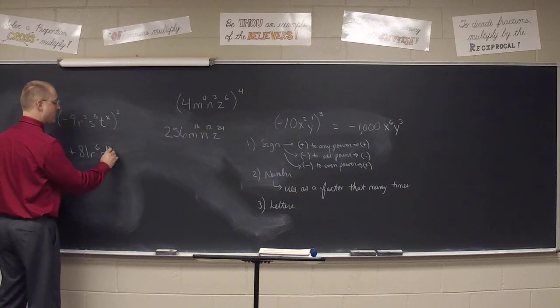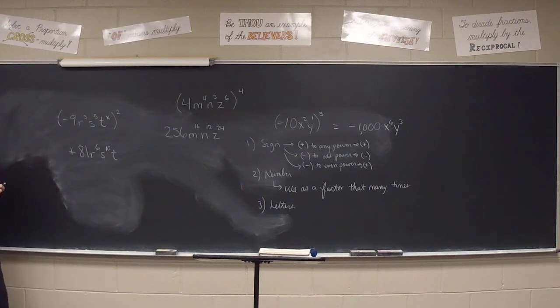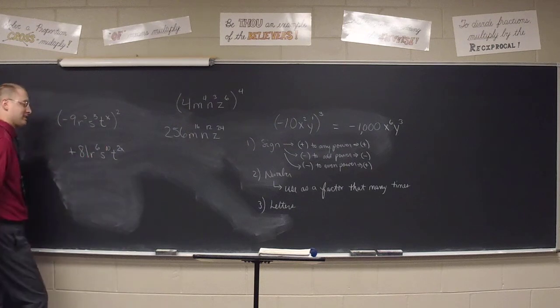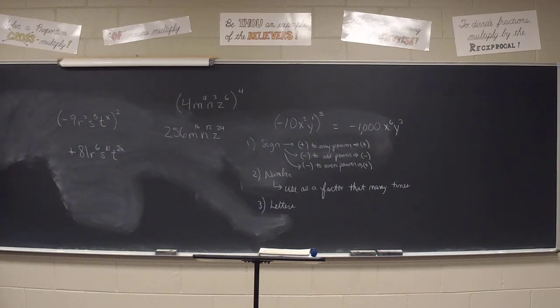And then what about the exponent of the t, class? 2x, because you just multiply. 2 times x, it's 2x. And there we go. That's weird, but that's done. That's our answer. Positive 81, r to the 6th, s to the 10th, t to the 2x.